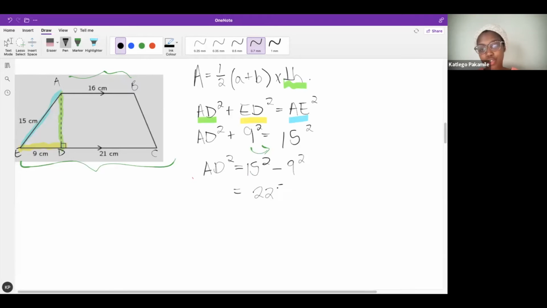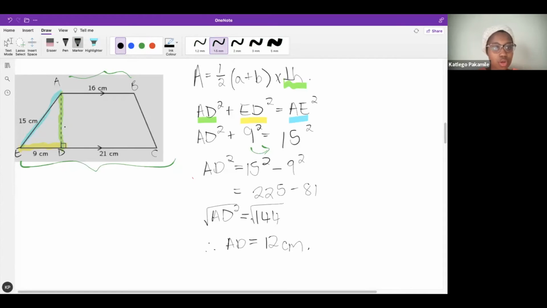225 minus how much? Oh, now we're moving at a very fast pace and I love it. 81. So then AD squared is how much? 144. How do I get rid of the square? Square root. Nice, Abu. Therefore, AD is 12 centimeters. Okay, now we have our perpendicular height.